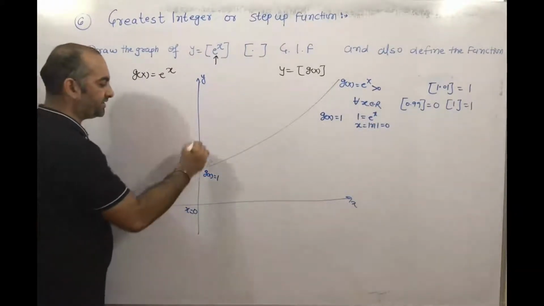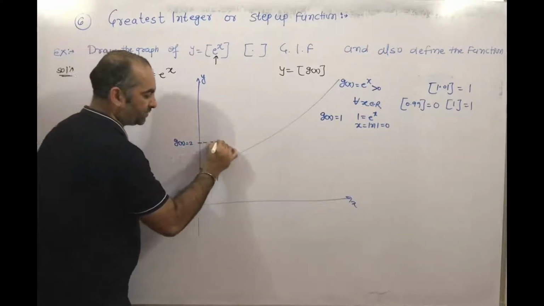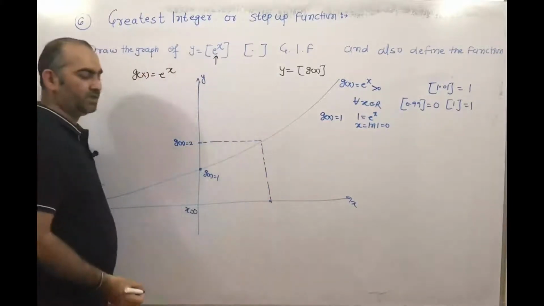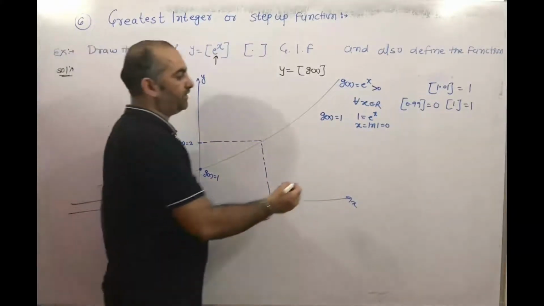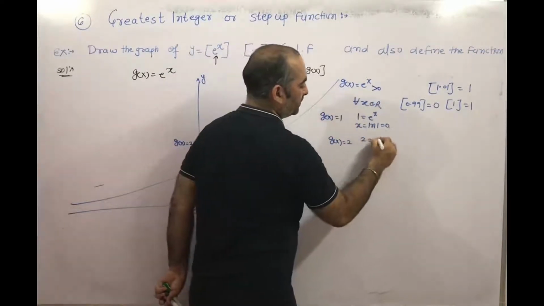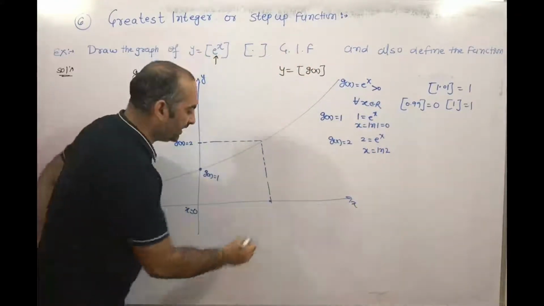Next we are finding when g(x) is 2. With respect to 2, we are finding the x value. So g(x) equal to 2 we are putting here. If I put 2 equal to e power x, then x equal to ln 2. So the x value will be ln 2.